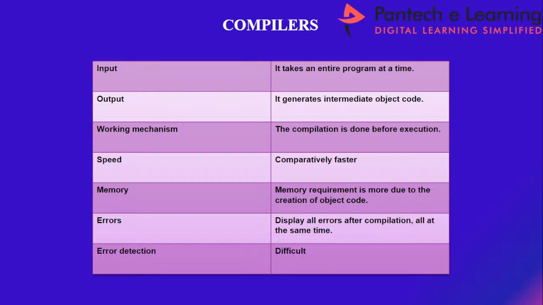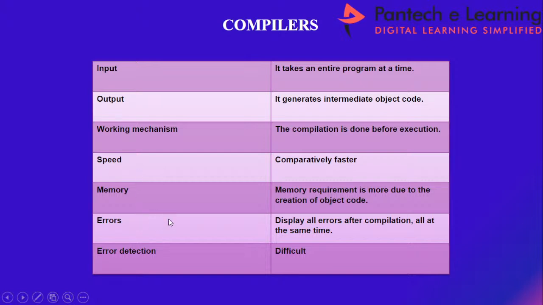In the case of a compiler, it takes an entire program at a time. In the case of an interpreter, it is going to take each and every line, whereas in the case of a compiler, it takes an entire program at a time. And as output, it generates intermediate object code. The working mechanism: compilation is done before execution. And the speed of a compiler is faster when compared to the interpreter.